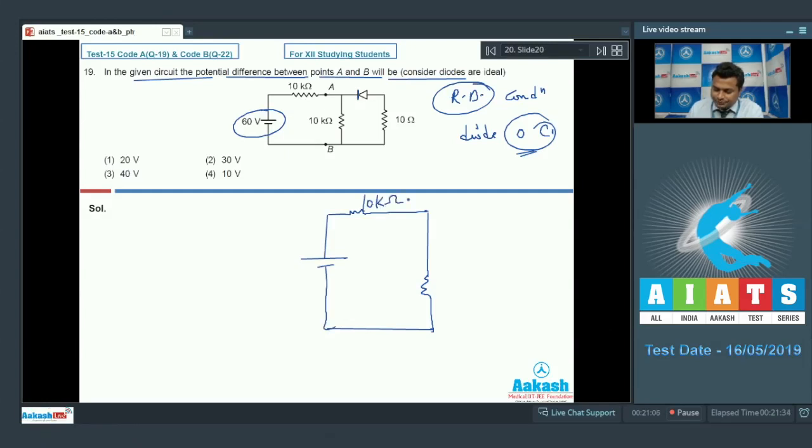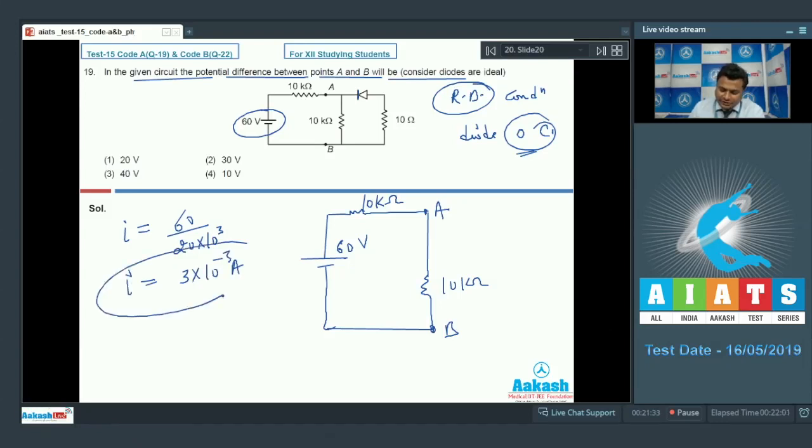The circuit has now become 10 kilo ohm, 10 kilo ohm. Points are A, B. We have to calculate VA minus VB. 60 volt. Let us calculate the electric current first. The total current I will be given by EMF upon total resistance, that is 60 upon 20 into 10³. Solving gets you 3 into 10⁻³ ampere. This is the value of current flowing.